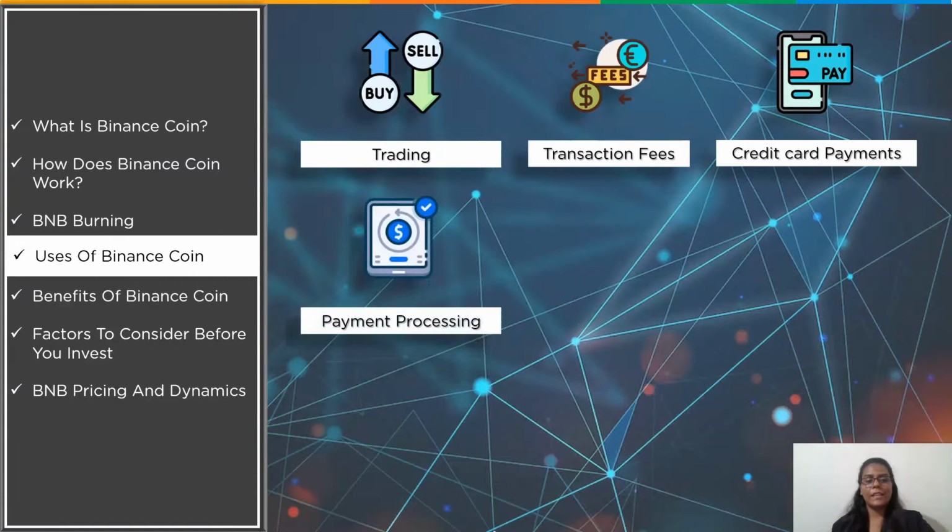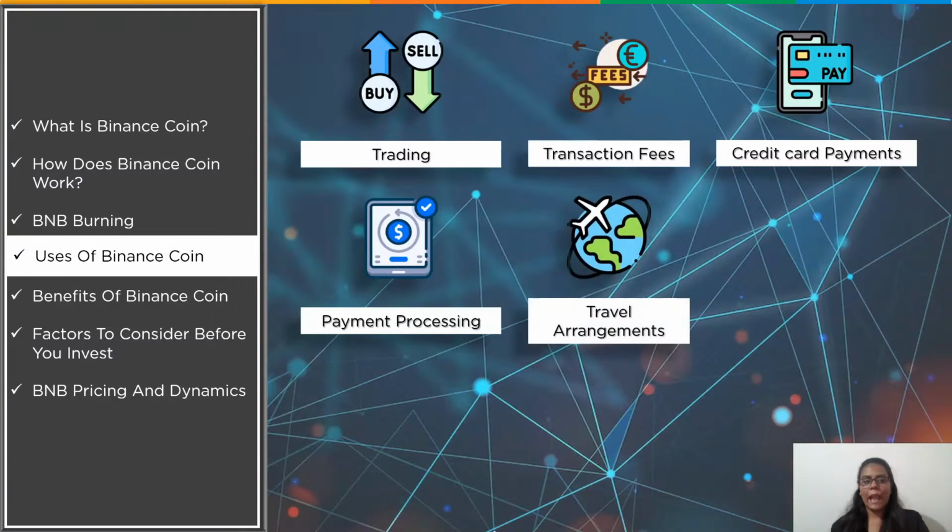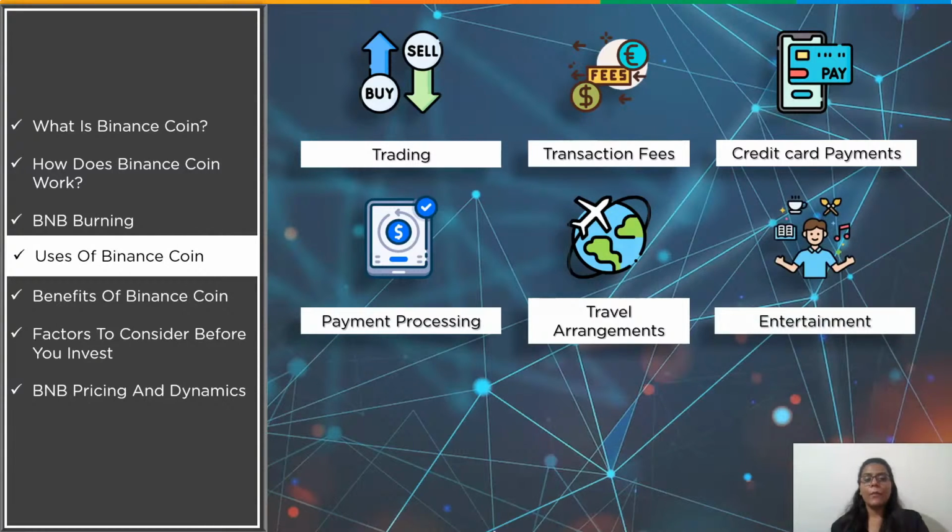Next is payment processing. Merchants can accept BNB as a form of payment, giving customers more options in terms of payment methods. Next we have booking travel arrangements. On certain websites, BNB can be used to book hotels and flights as well. Next is entertainment. Now, BNB is used for a variety of purposes in the entertainment industries, from paying for virtual gifts to purchasing lottery tickets as well.